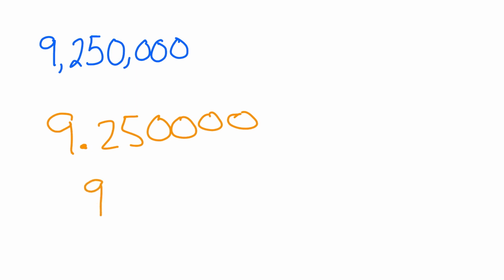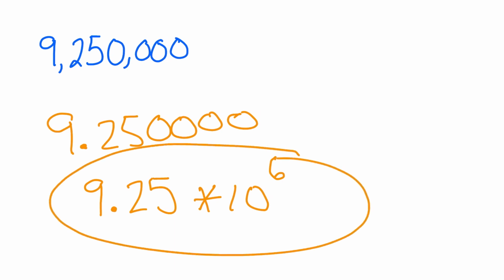So this number, 9,250,000, can be written in scientific notation by doing this: 9.25 times 10, and since we moved 6 places, we're going to make it to the 6th power. So 9.25 times 10 to the 6th power. We're taking a really big number and writing it in scientific notation.